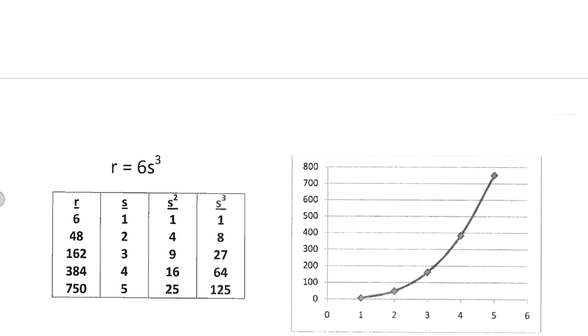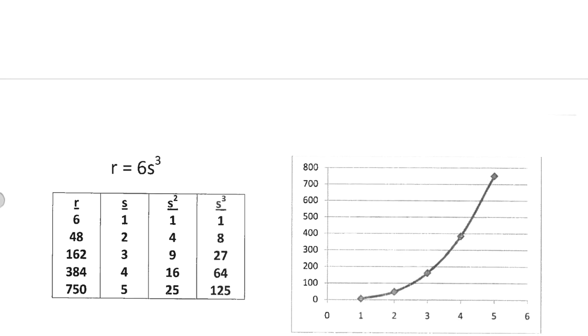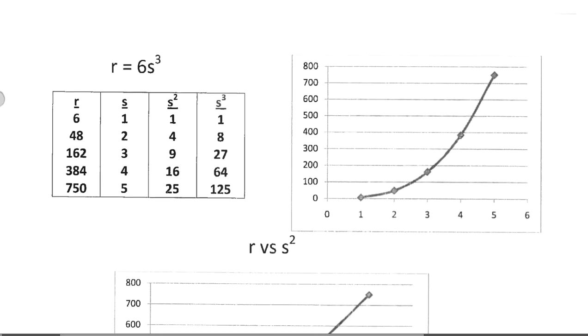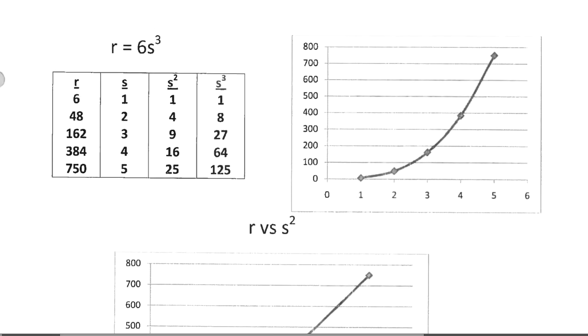So to do that, what if instead of graphing r versus s, I graph r versus s squared? I take my 1, 2, 3, 4, 5, and I square the values, and I graph those instead. If I graph those instead, the graph will change shape. So if I graph it again after I do that, this is r versus s squared, the graph looks something like this. And hopefully you can see this graph is actually straighter than that graph. All right.